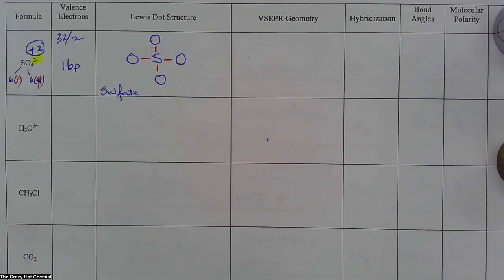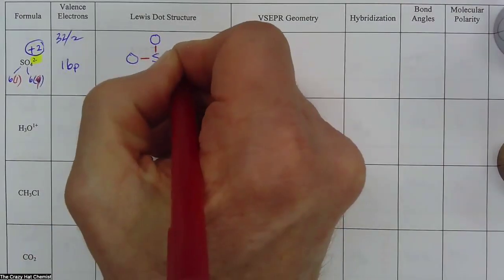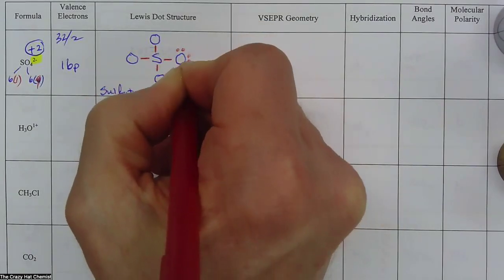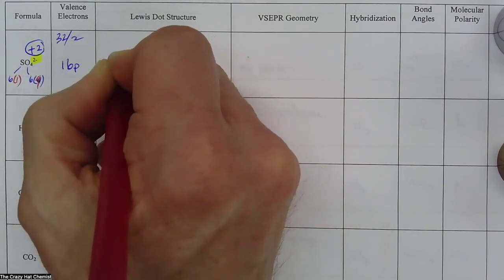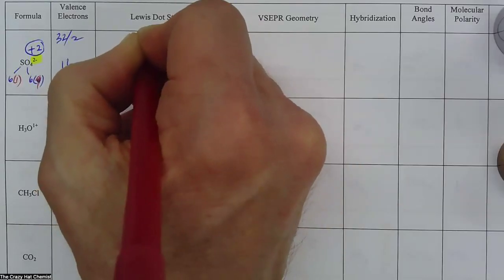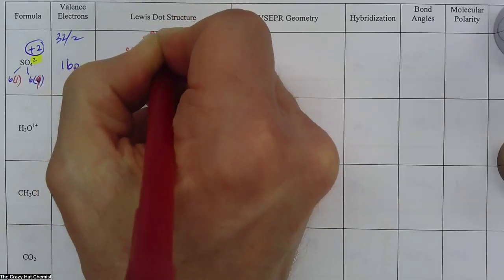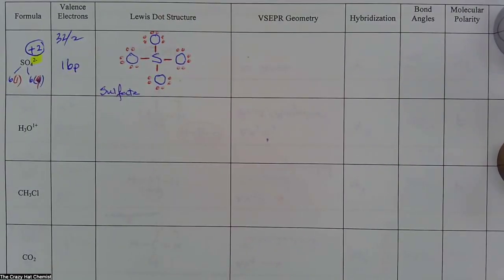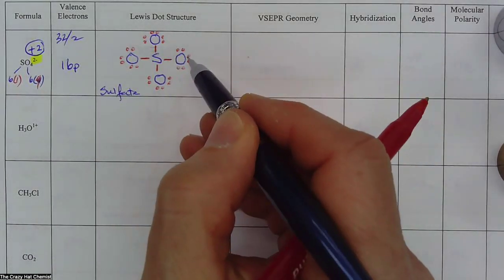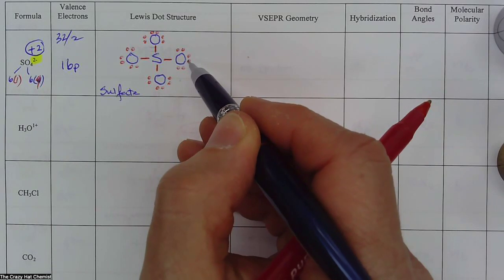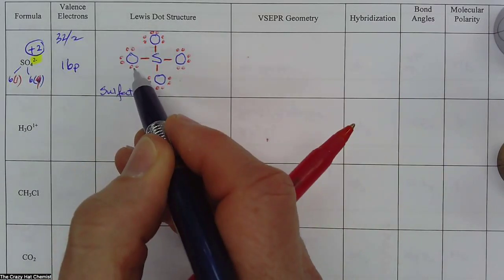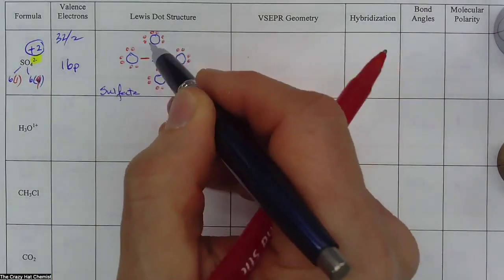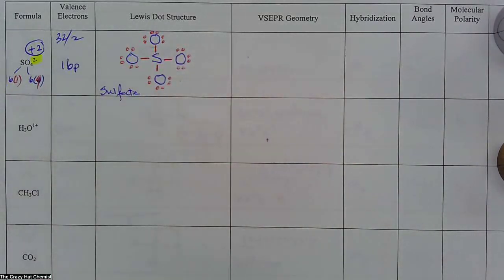My next rule is to place lone pairs on the outside elements. So that's 4, 5, 6, 7 total pairs, 8, 9, 10, 11, 12, 13, 14, 15, and finally 16. Perfect, so this has 16 pairs. Remember, we circle these and verify the octet rule. The octet rule is satisfied for this 3 o'clock oxygen, this 6 o'clock oxygen, this 9 o'clock oxygen, and this 12 o'clock oxygen.